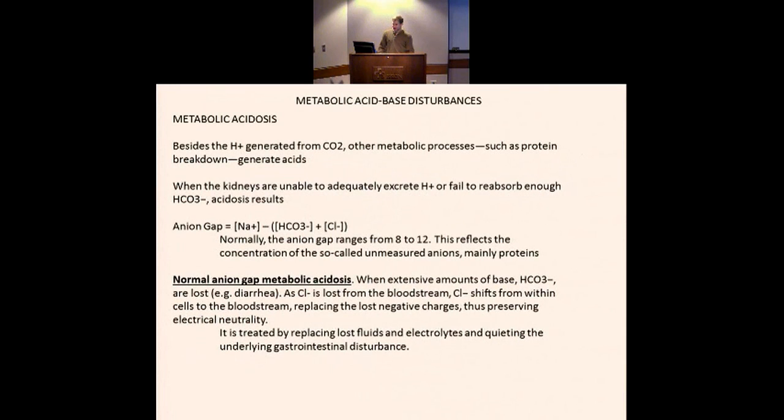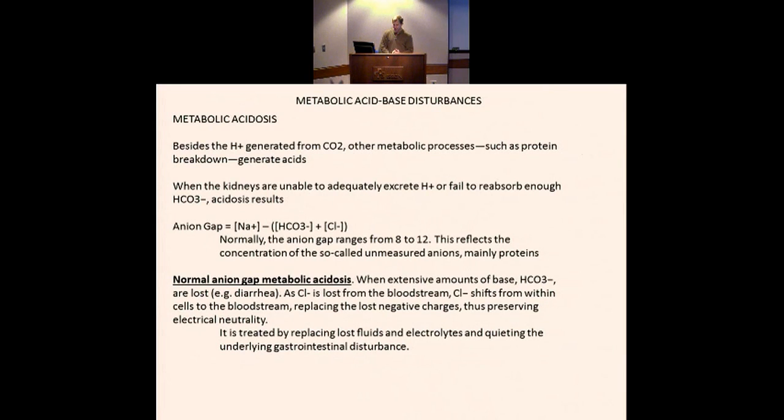Looking at metabolic acidosis. This doesn't have to do with the breathing part. This has to do with things that are going on internally. Besides the hydrogen ions that are generated from CO2, other metabolic processes, such as protein breakdown, generate acids. When the kidneys are unable to excrete the hydrogen ions, you can get into whether it's anion gap acidosis, and I'll give you an example for those. So there are two different kinds of metabolic acidosis.